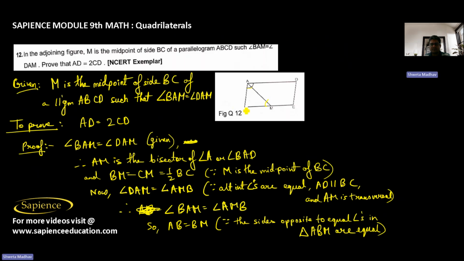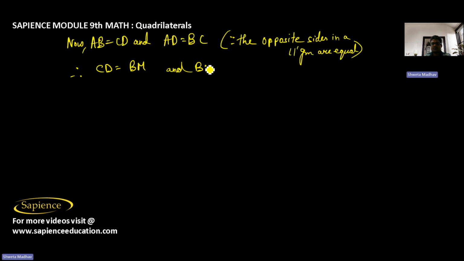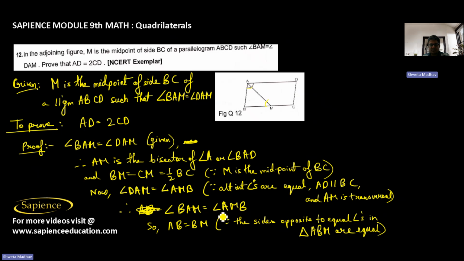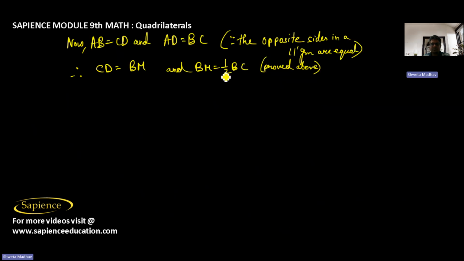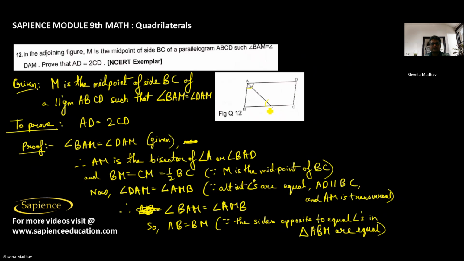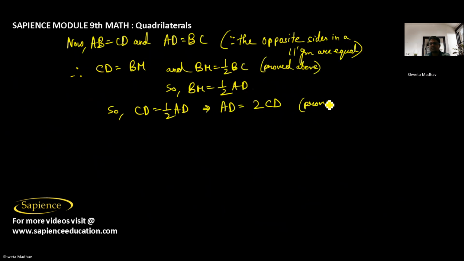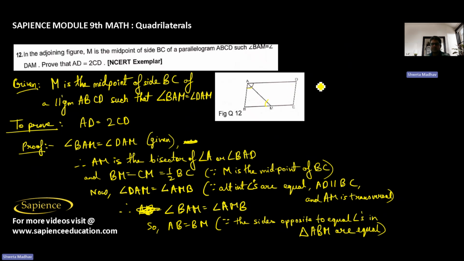AB equals CD, so CD equals BM, and BM equals half of BC, as proved above. BC equals AD. So therefore, I can say BM equals half of AD also. So I can say that CD equals half of AD, which implies that AD equals twice of CD. Hence proved.